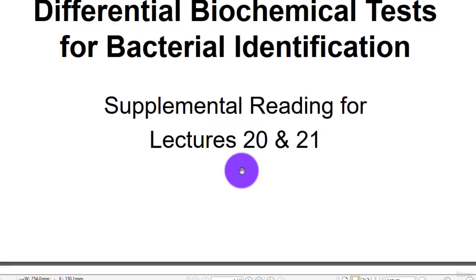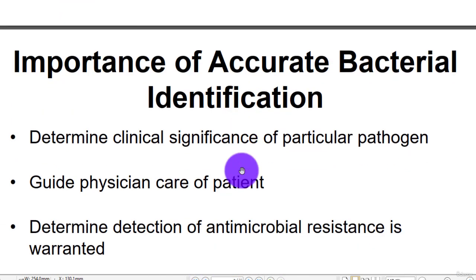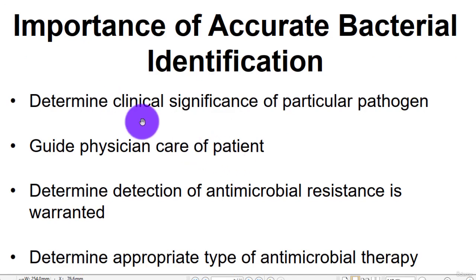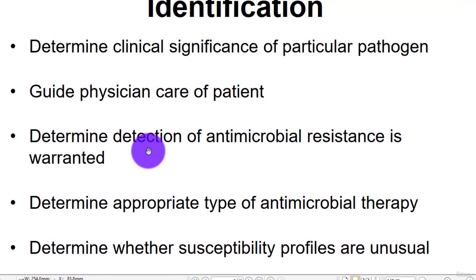Biochemical tests for bacterial identification. Importance of accurate bacterial identification: determine the clinical significance of a particular pathogen and guide the physician's care of the patient.